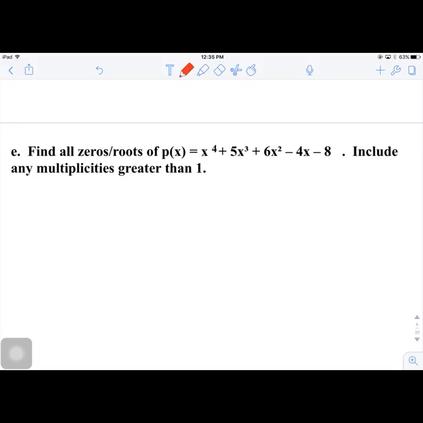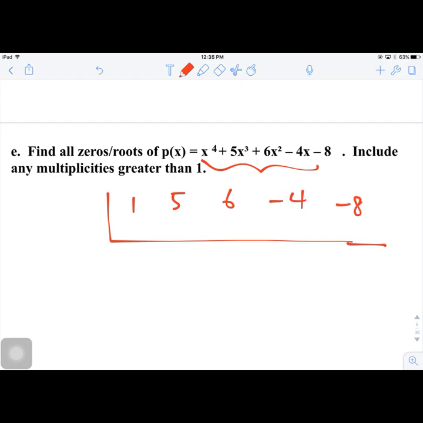This one is also involving a polynomial. So we're going to try to use synthetic division again. So we have 1, 5, 6, -4, and -8. And we're going to try 2. Let's see if that works. So let's try 2. 1 times 2 is 2. That's 7. That's 14, 20. That's 40. And that's 36.